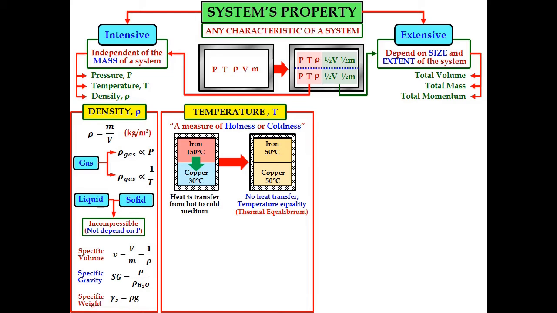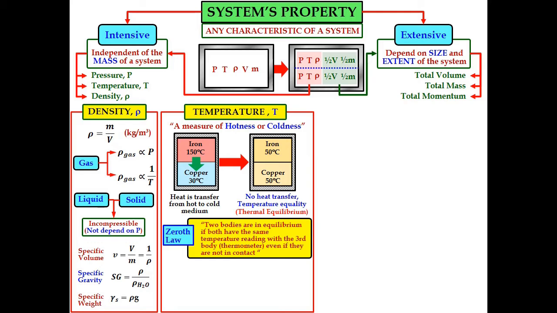Based on this temperature principle, in thermodynamics we have another law that we call the Zeroth law. The Zeroth law is used to define temperature. It states that two bodies are in equilibrium if both have the same temperature reading with a third body, which is referred to as the thermometer, even if they are not in contact. So this law explains temperature for the thermodynamic system.